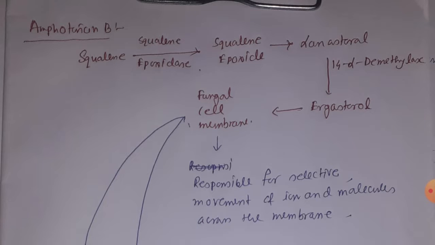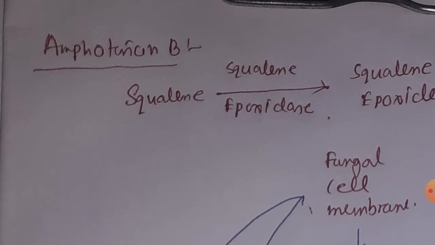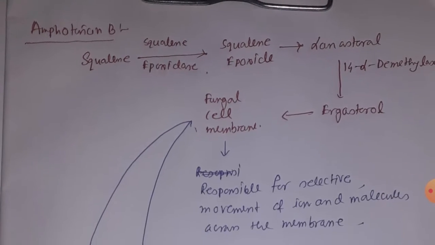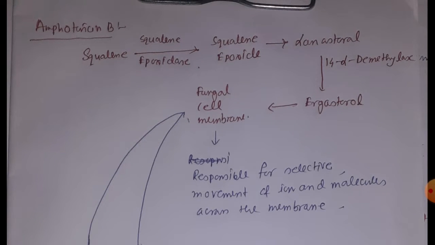So the first thing is it is a cell membrane inhibitor. Okay, so let's see how. Before discussing the mode of action of Amphotericin B, it is necessary to discuss how the fungal cell membrane is synthesized. It will help us understand how Amphotericin B causes the damage.